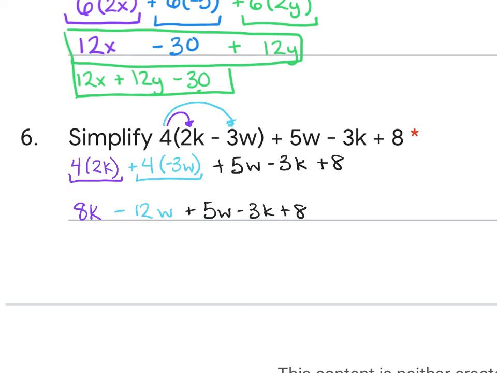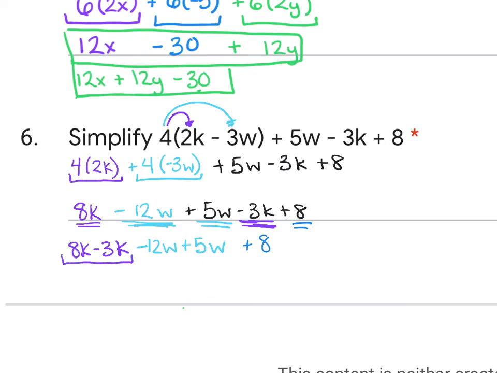Now I'm going to look for like terms. So I have 8k. Is there any more k's? Yes, there's k's right here. Don't forget the operation in between. So I have 8k and minus 3k. Is there any more k's? No. So now I have negative 12w. Is there any more w's? I have 5w. Any more? All right, so negative 12w plus 5w. And then I have just the plus 8. Is there any more constants? No.